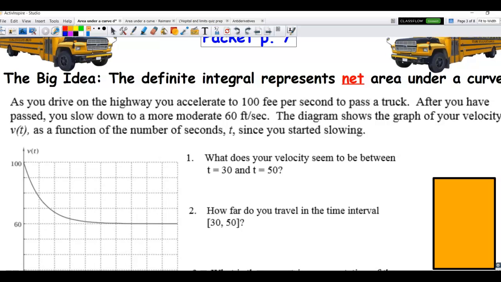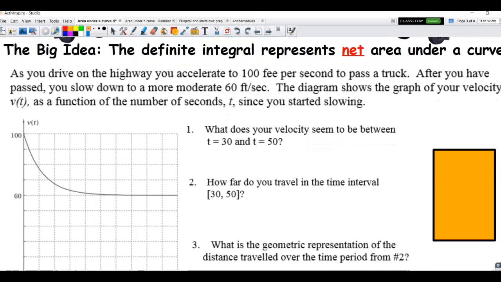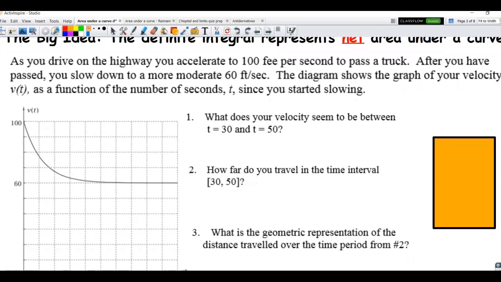Yeah, so definitely add that in, that the definite integral represents net area under a curve. All right, let's look at our example. As you drive on the highway, you accelerate to 100 feet per second to pass a truck. After you've passed, you slow down to a more moderate 60 feet per second.